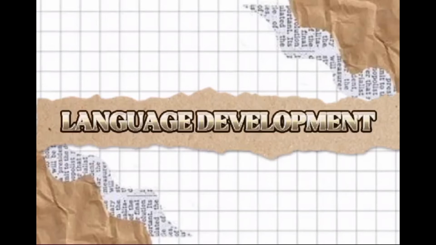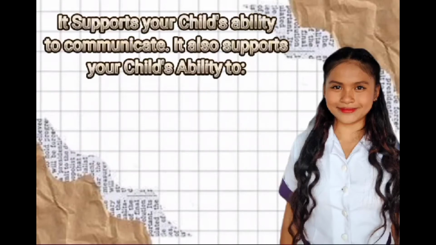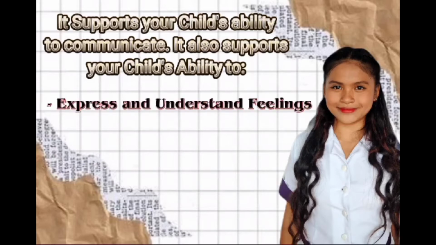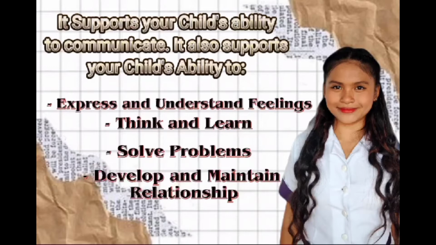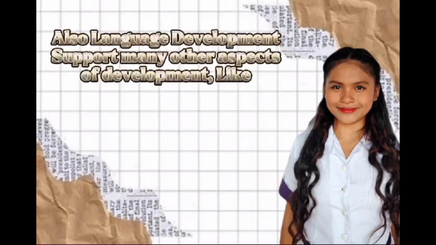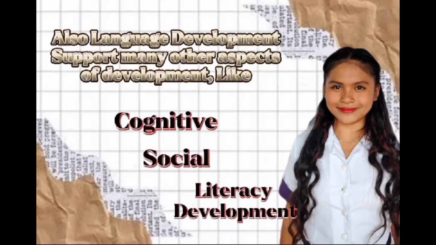Language development. Language development is an important part of child development. It supports your child's ability to communicate. It also supports your child's ability to express and understand feelings, think and learn, solve problems, and develop and maintain relationships. Also, language development supports many other aspects of development, like cognitive, social, and literacy development.